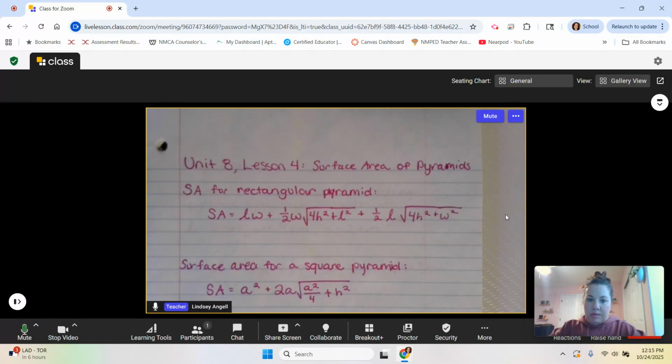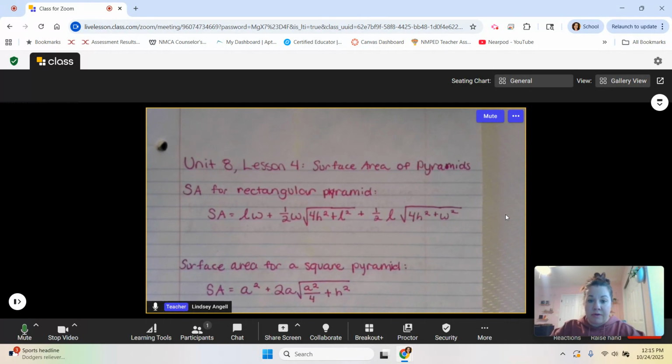Once we get into pyramids, the surface area formulas get really funky, as you can see on the screen. These are all listed in your lesson, so definitely look through those as well, but we're going to walk through them, and it's really just plugging things in and then making sure that we do things in the right order, okay? So, let's see here.